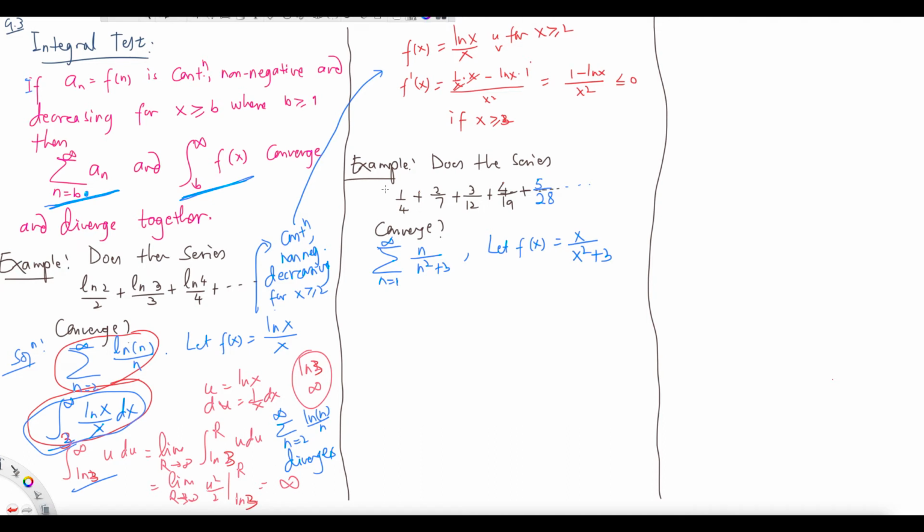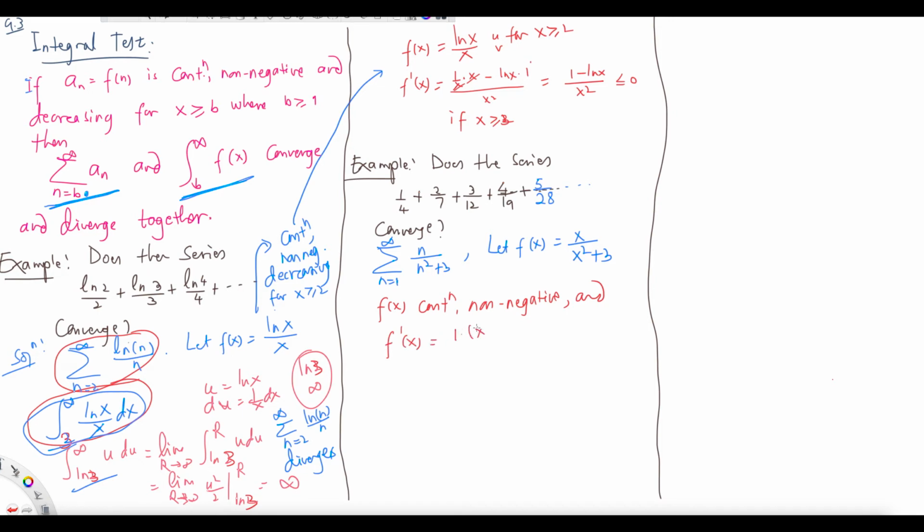On this example we have the series summation of n over n squared plus 3. Now I'm taking f(x) equals x over x squared plus 3. So this function f(x) is continuous and non-negative.